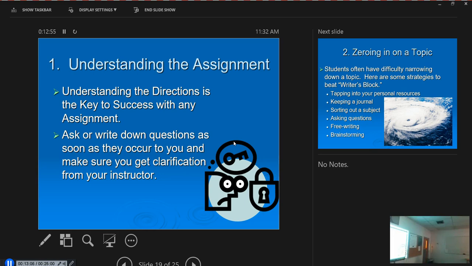Ask or write down questions as soon as they occur to you, and make sure you get clarification from your instructor. Most of us have our phones on us most of the time, or at least they're nearby. No matter what, if you use an Apple or an Android phone, it has a note-taking function. You can write down notes or questions as they occur to you, even if you don't have something to write with.